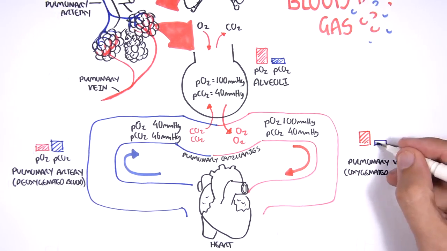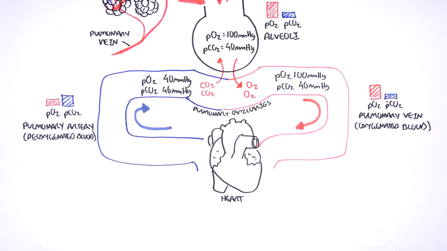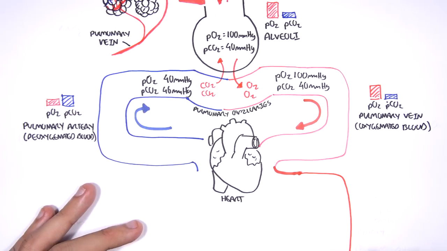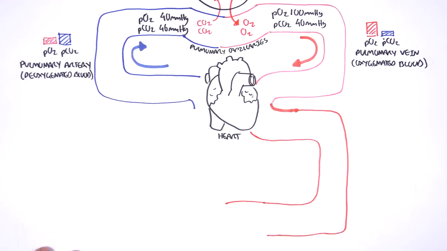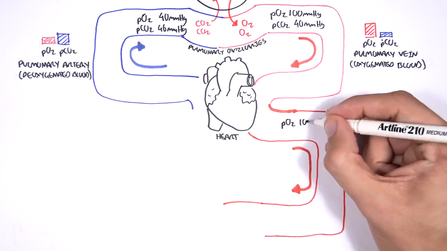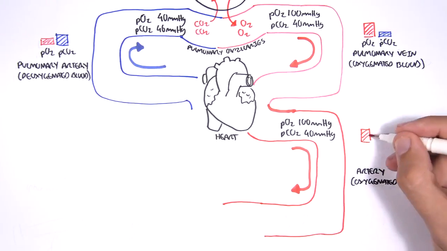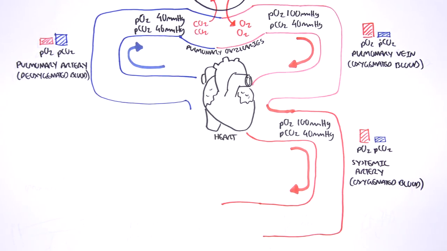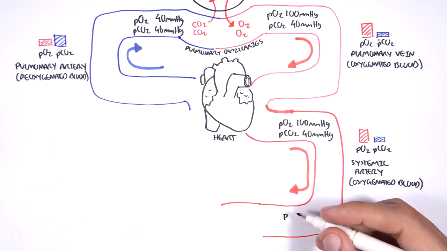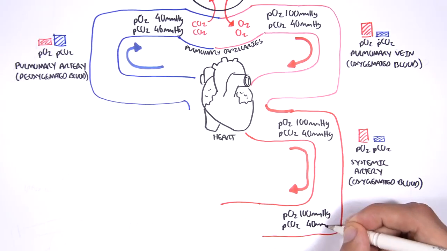This blood vessel is known as the pulmonary vein and will carry this oxygenated blood back to the heart. The heart will then pump this oxygenated blood to the tissues through the systemic arteries. Remember, this blood is rich in oxygen. The partial pressure of oxygen is much higher than that of carbon dioxide. And just recapping, the partial pressure of oxygen is about 100 millimeters mercury, and the carbon dioxide is about 40 millimeters mercury.